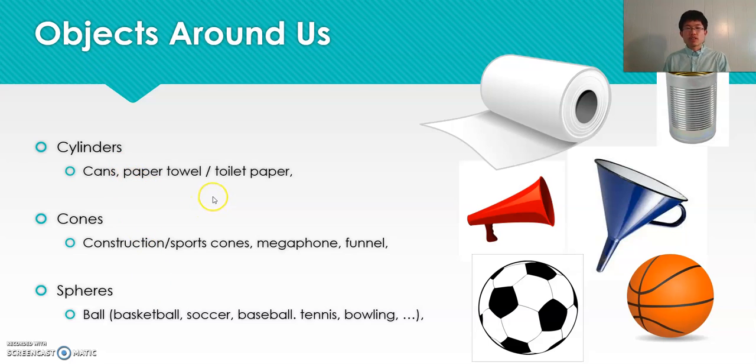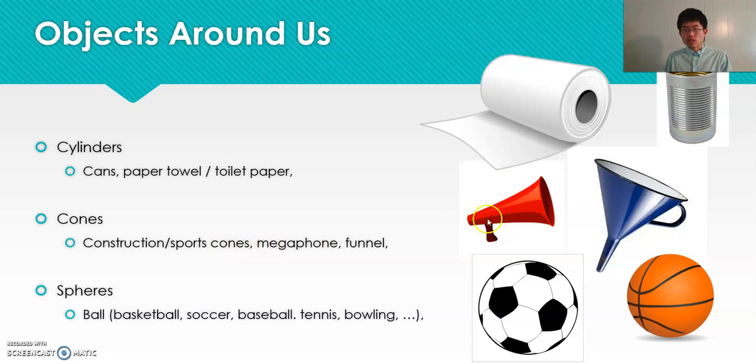So, for example, cylinders, you might see cans, something that has food in it or whatever, paper towel, toilet paper, are types of examples of cylinders. Cones, like construction sports cones that you see if you play sports, if you ever drove outside and you see those orange, reddish cones.